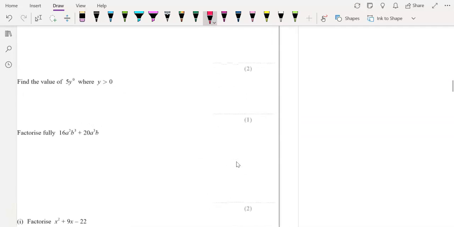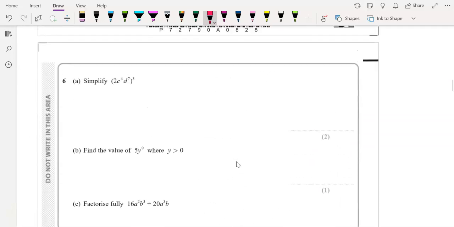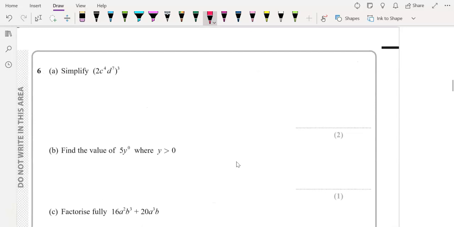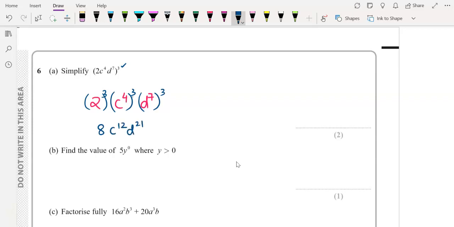Okay, a very common question. It says simplify 2c^4 d^7 whole power 3. So step number 1. 2c^4 d^7, all will get the power 3. So we'll write here 2 cube, whole cube, and d^7 will also be cube. So 2 cube is 8, double power will multiply, so c power 12 and d power 21.